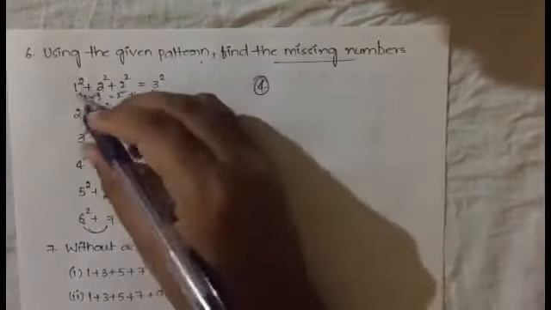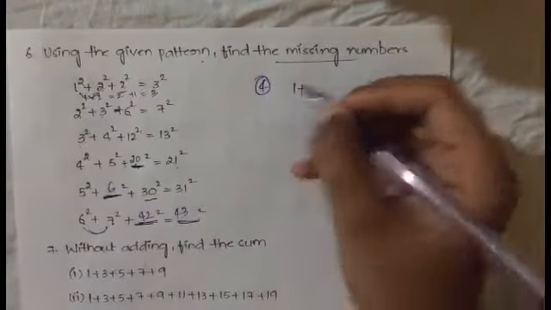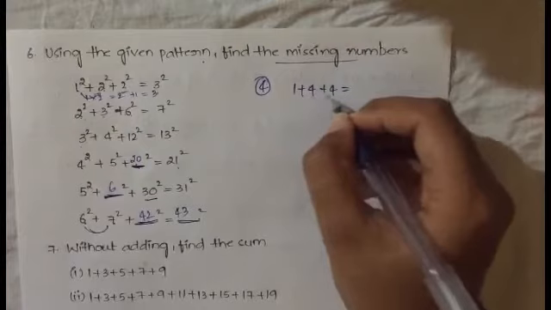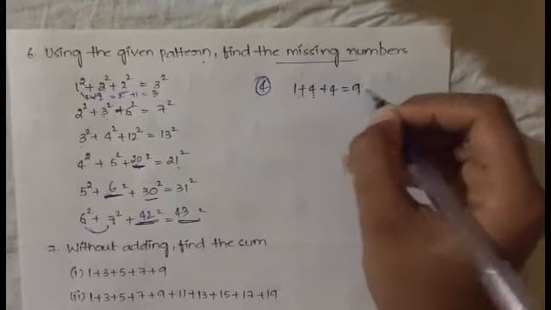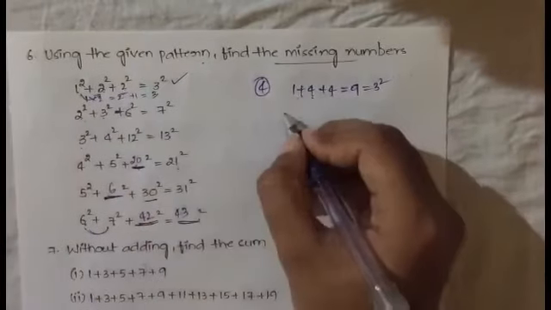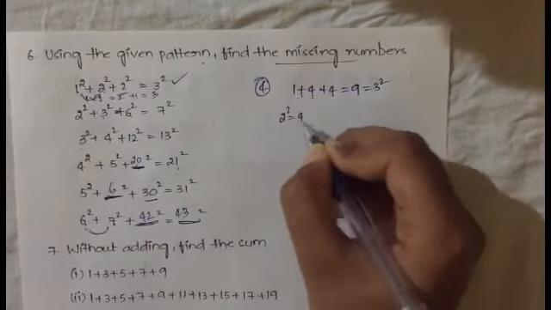Let us check now. 1 square is 1 plus 2 square is 4 plus again 2 square is 4, that is equal to 1 plus 4 plus 4. 4 plus 4 is 8. 8 plus 1 is 9. That is equal to 3 square. So this is correct. So here again 2 square is equal to 4.